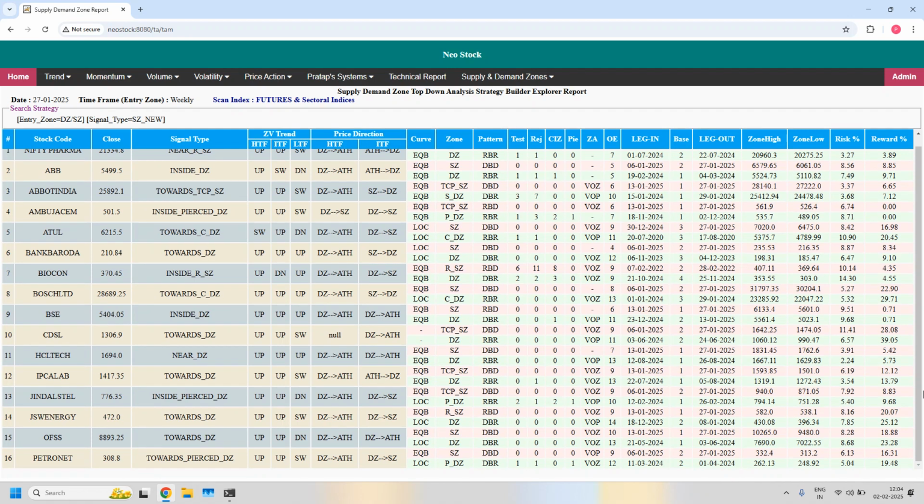Okay, next let us identify the stocks that are having zone confluence: LTF, ITF, HTF. Let us assume LTF is weekly. So weekly should be inside monthly, and both together inside quarterly. Such kind of stocks let us filter.